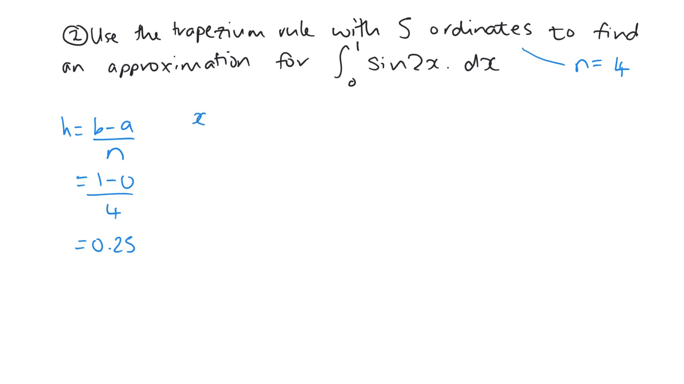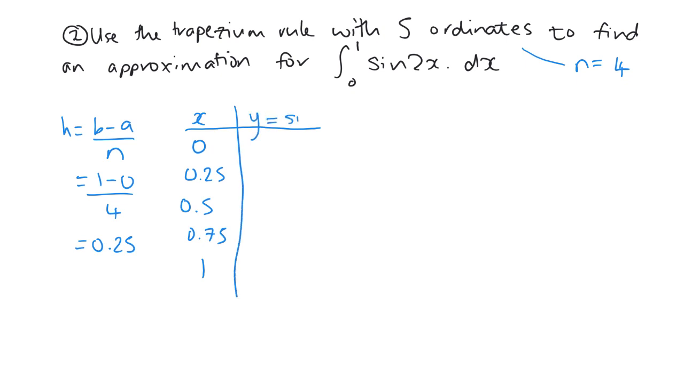So our x values will go up in 0.25. So we'll start at 0, 0.25, 0.5, 0.75, and 1. And we have our 5 ordinates then. We want to get our y ordinates then. So y equals sine of 2x. Now remember, this is trig, and trig in the trapezium rule is always radians. So first one, sine naught equals naught. I would write that one as naught.